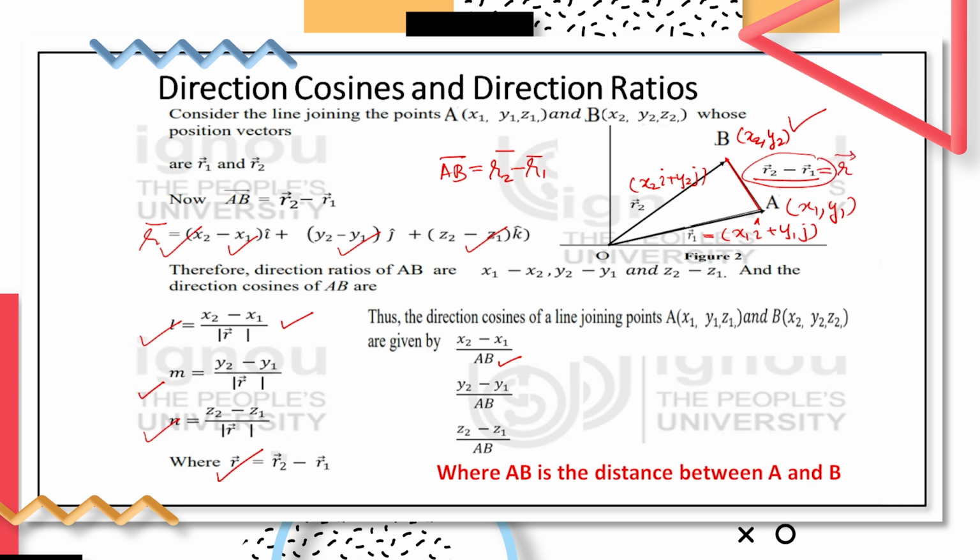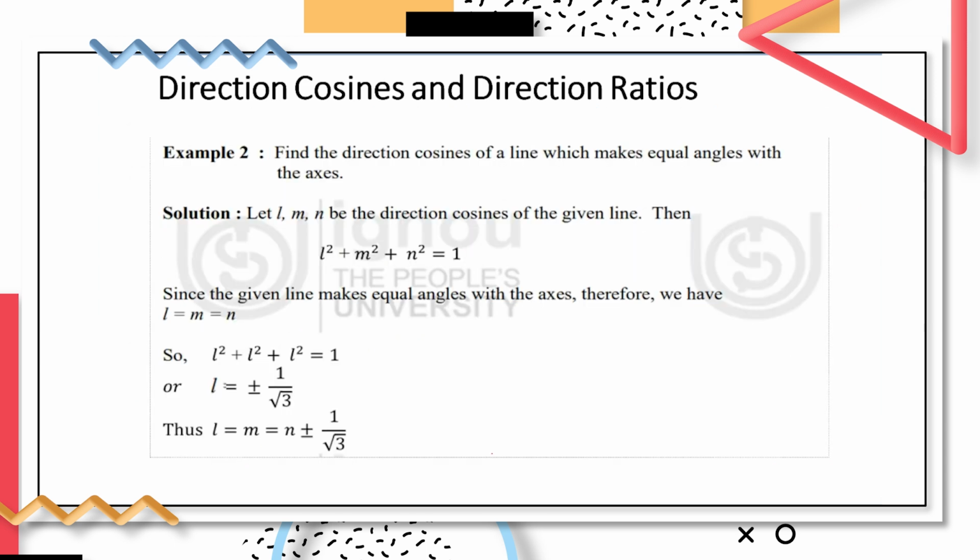So, in terms of direction cosines, you can say that if A and B are the 2 points such that A is x1, y1, z1 and B is x2, y2, z2, then the direction cosines are given by the formulas L is equal to x2 minus x1 upon magnitude of AB, m is equal to y2 minus y1 upon magnitude of AB, and n is equal to z2 minus z1 upon magnitude of AB, where AB is the distance between the 2 points A and B.